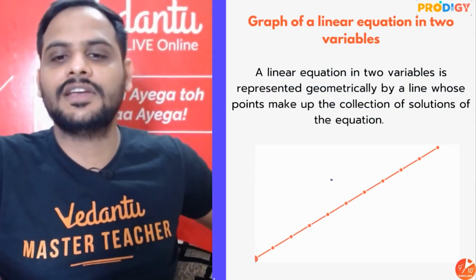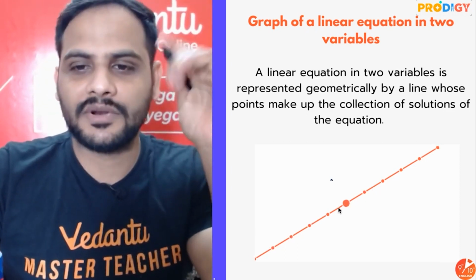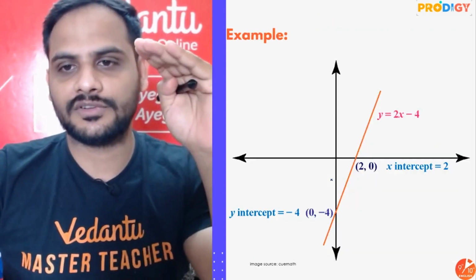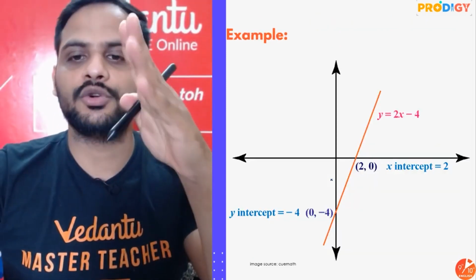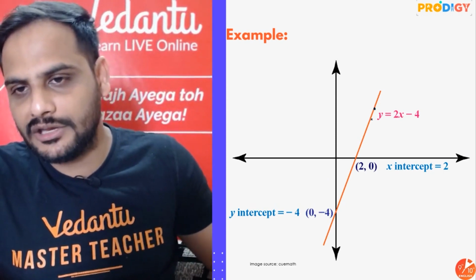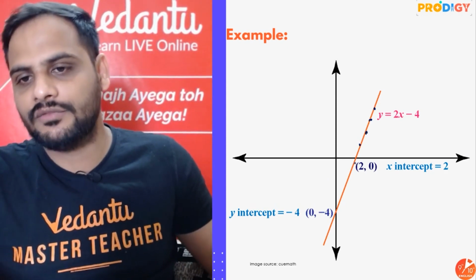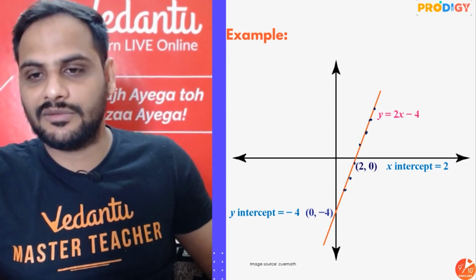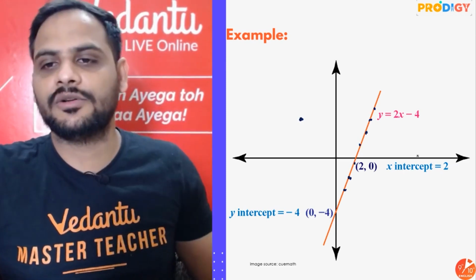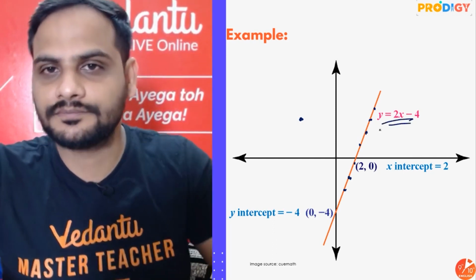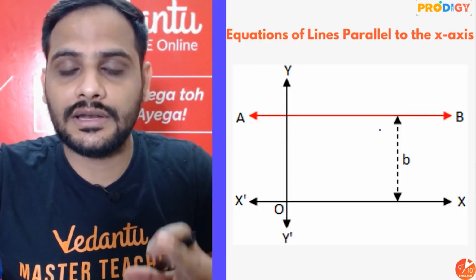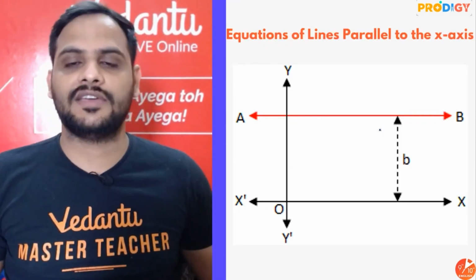How amazing it is. So each and every point present on the graph of an equation is a solution of the equation. So the graph of a linear equation in two variables is a straight line, and each and every point present on that line will be a solution of this equation. One more thing: if a point is outside this line, it will not be a solution of the given equation.